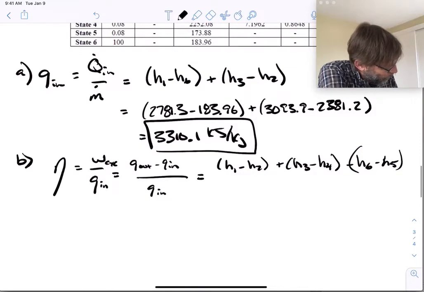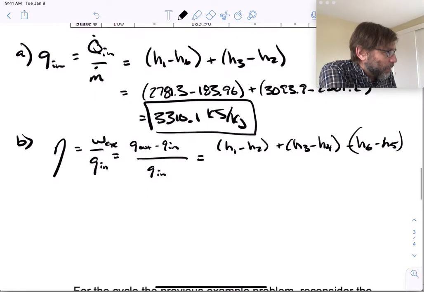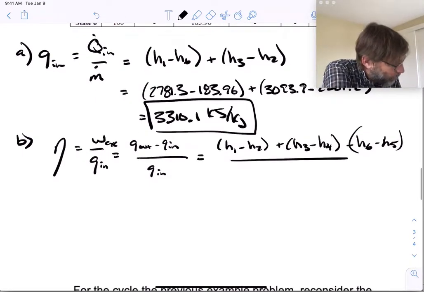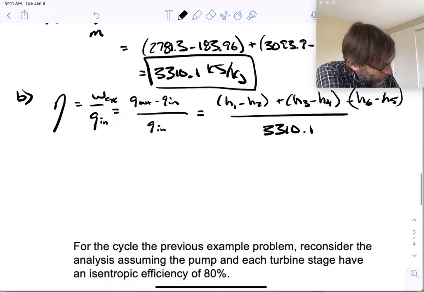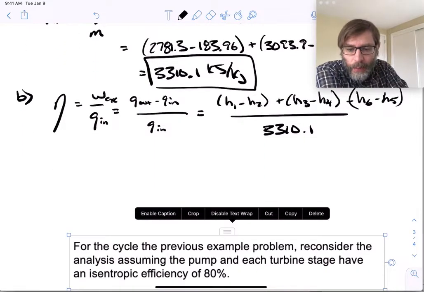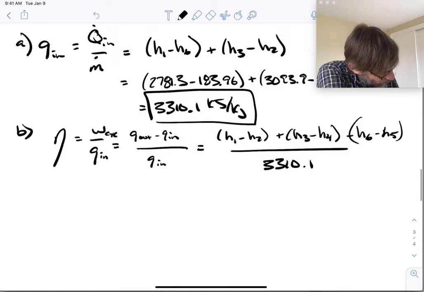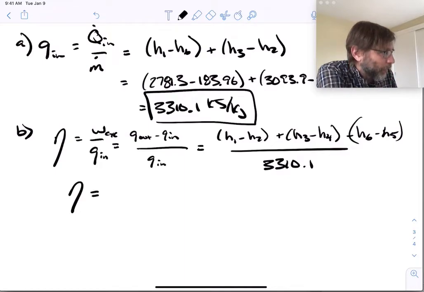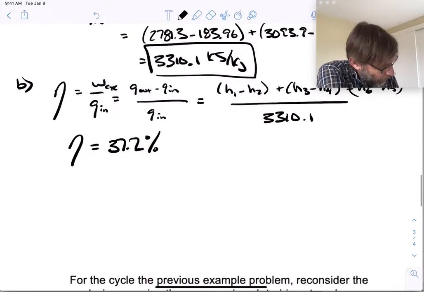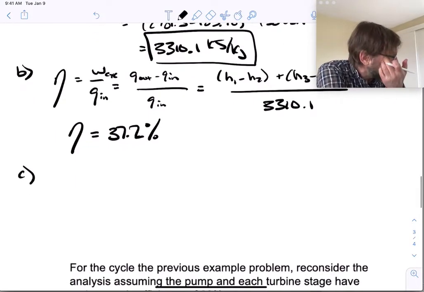And let's see, can we get rid of anything in here? No, I think we can't. So if we do all that and we divide this thing by just Q in, we already have it, 3310.1. And if you add all those together and get that done, we've got essentially a thermal efficiency value of something like 37.2%.